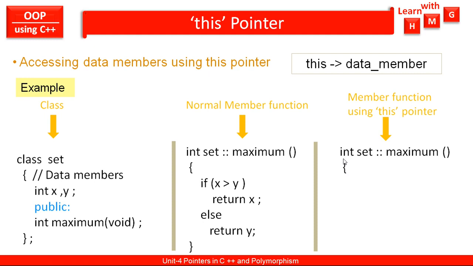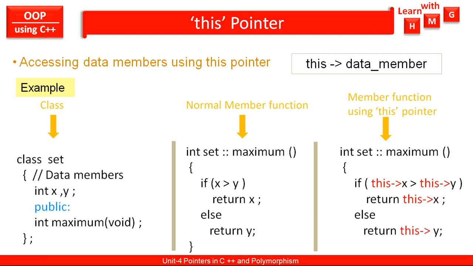Look here at how I am writing the member names x and y. x is written as this arrow x and y is written as this arrow y, and like this your if condition will be this arrow x greater than this arrow y, return this arrow x. So in the normal member function we are returning x, and here using this operator we are returning this arrow x, else this arrow y, end of the function.